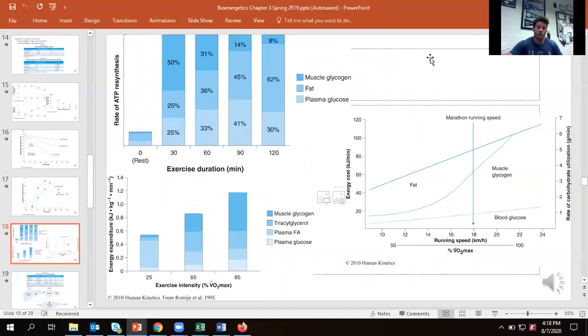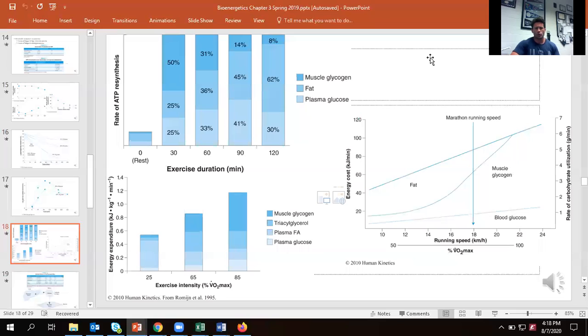Now, when it comes to the amount of energy that we're using, as our duration increases and we're maintaining the same intensity, we are going to start utilizing fats more as a fuel. We are going to be leaning less and less on the muscle glycogen. We're going to be pulling a little bit more and more, and then notice we're going to peak a little bit with the plasma glucose.